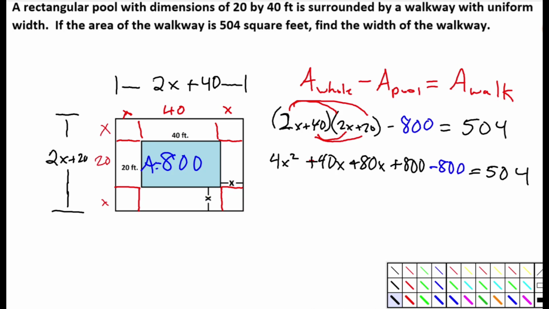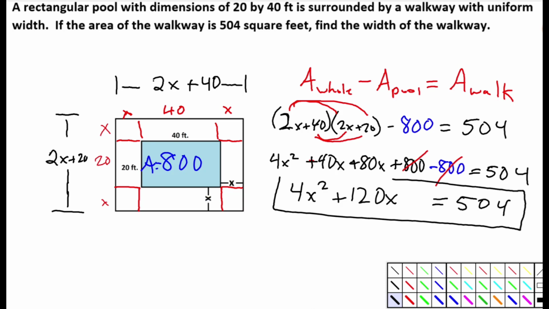Okay, so we set this problem up a little bit different, but what do you notice? I notice right now that this positive 800 and this negative 800 will simplify out, and so we are left with 4x squared plus 120x has to equal 504. And now this is the same equation that we solved in the previous problem. So again, we could complete the square and do the same work here. But again, I just wanted to show you that there's other ways to look at these problems and other ways to set these up so we can get answers.